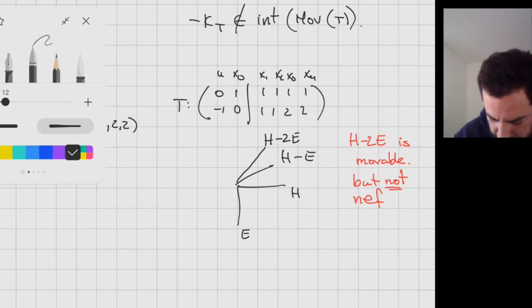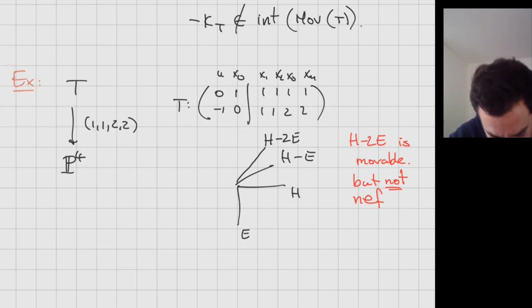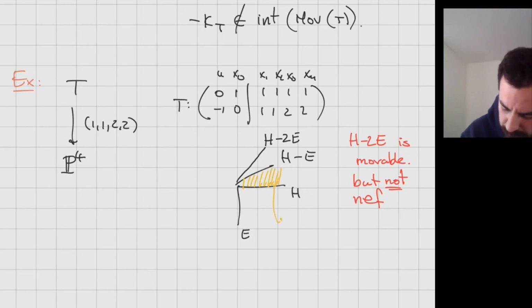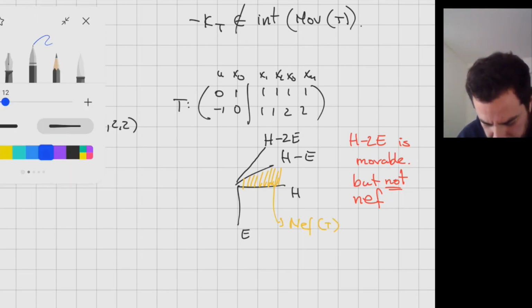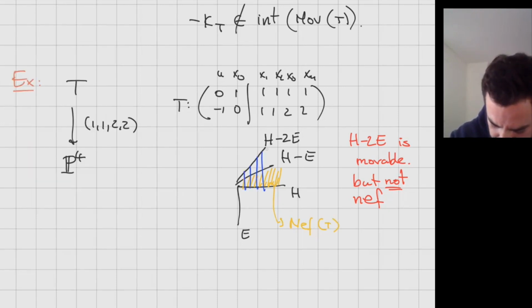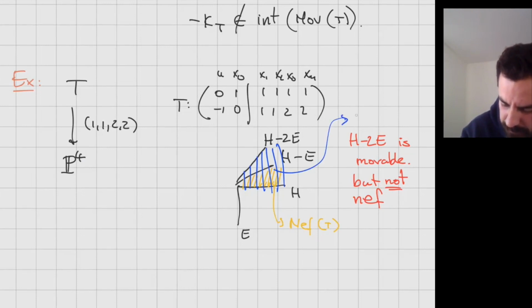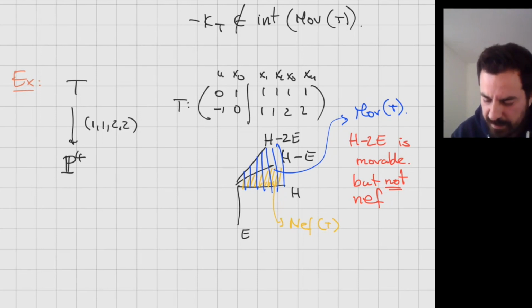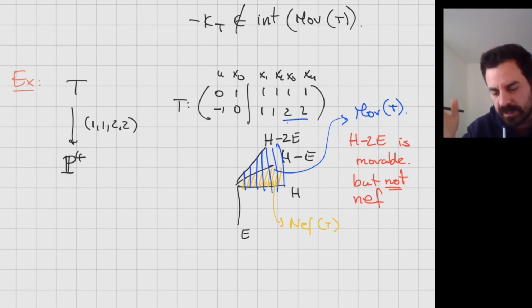So what are the colors again? Let me do it like this. So this is the Neff cone of T. And this is the movable cone of T. So h minus 2e is movable because there are two divisors in this linear system, h minus 2e. So these are x3 equals 0 and x4 equals 0. These are two divisors in there.